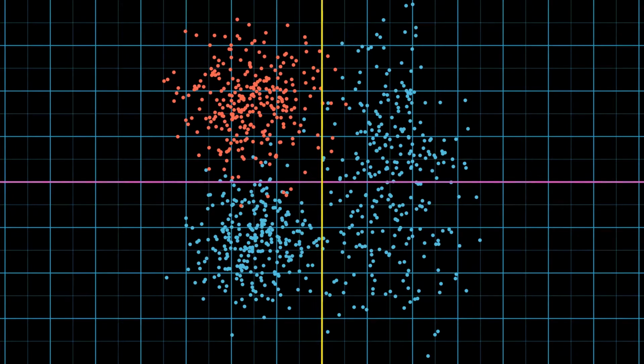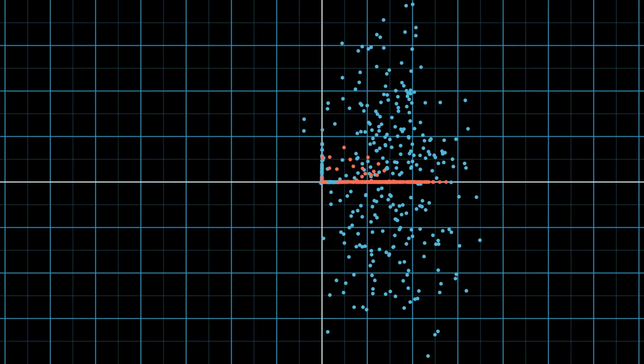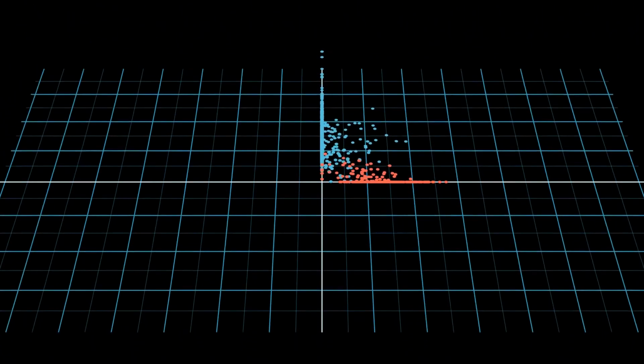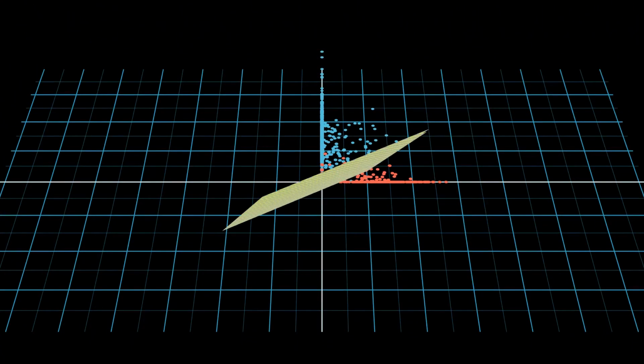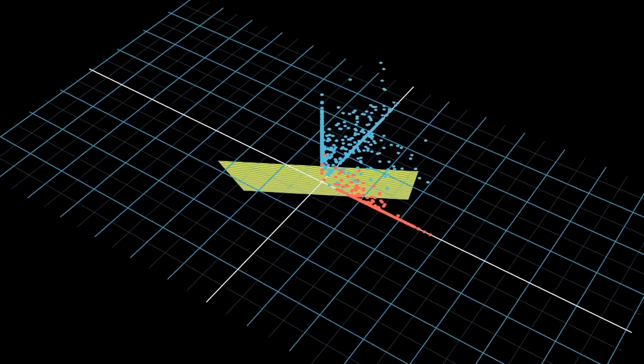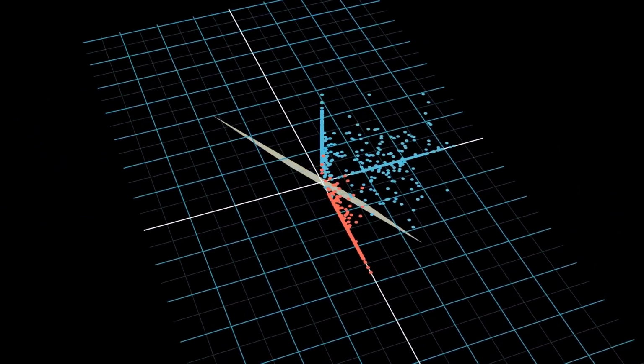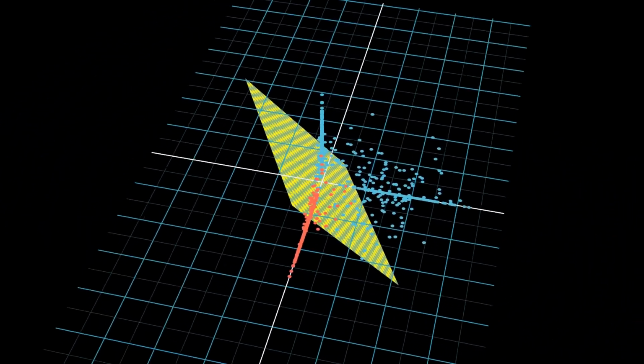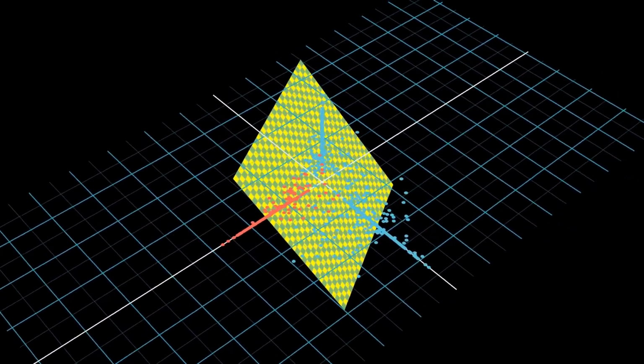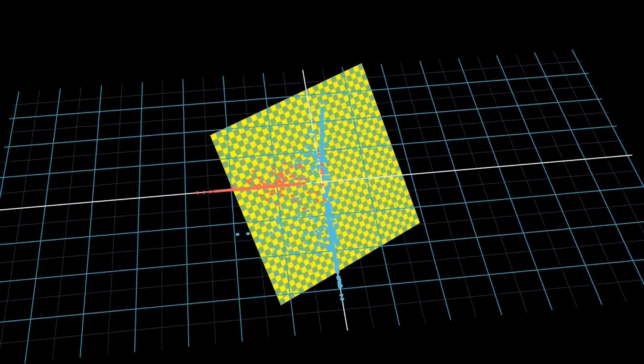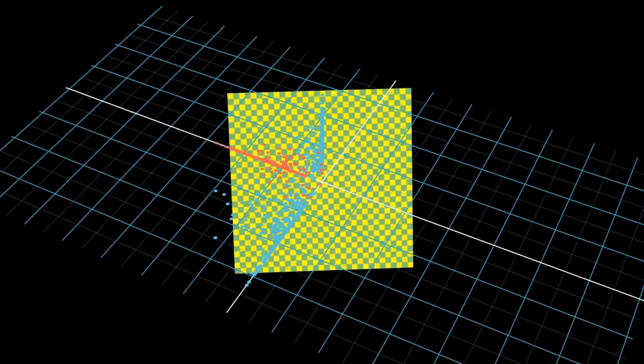Observe this transformation. We went from a 2D space to a 3D space, and it is now possible to draw a plane that separates the red class from the blue class in an acceptable way. But what transformation was that?